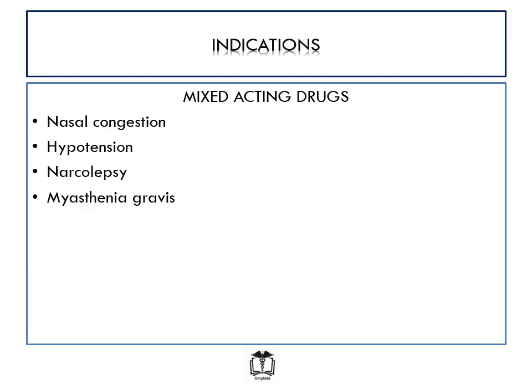For the mixed acting drug, of which ephedrine is the only example, the uses of this drug include nasal congestion, hypotension, narcolepsy, and myasthenia gravis. Although we don't really prescribe these drugs, we have some other first-line drugs we prefer to use for this set of conditions, because ephedrine, because of its dual activity at those different sites, tends to have a very toxic effect, and as a result, we prefer not to use it at all.